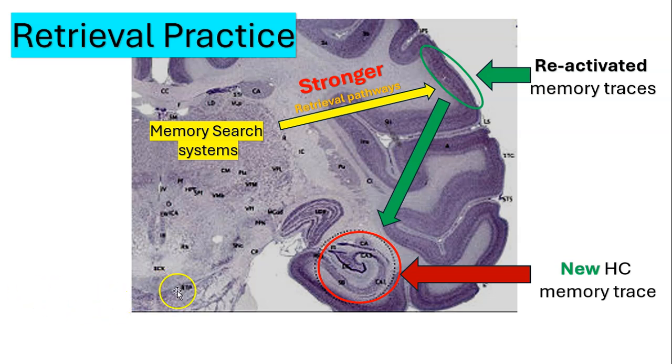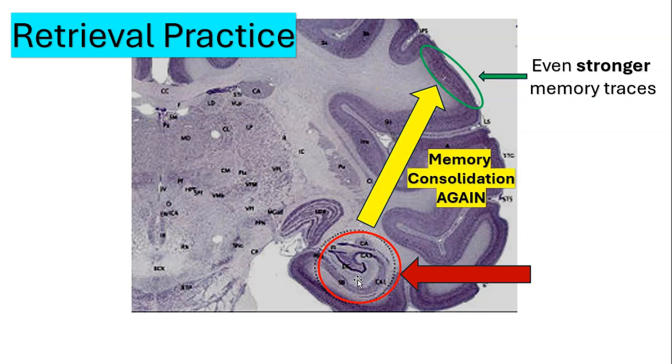But that's not all. Retrieval practice also does something else that's valuable. Every time we reactivate a memory trace, we give the brain an opportunity to make a new hippocampal memory trace. Every time cortical areas are activated, they communicate with the hippocampus. So when we retrieve a memory, it's like a new learning event. We're going to make a new hippocampal memory trace. And then during that night's sleep, we'll go through memory consolidation again, using that new hippocampal memory trace to strengthen the very memory trace that we retrieved earlier that day. So we can make cortical memory traces even stronger every time we retrieve a memory.